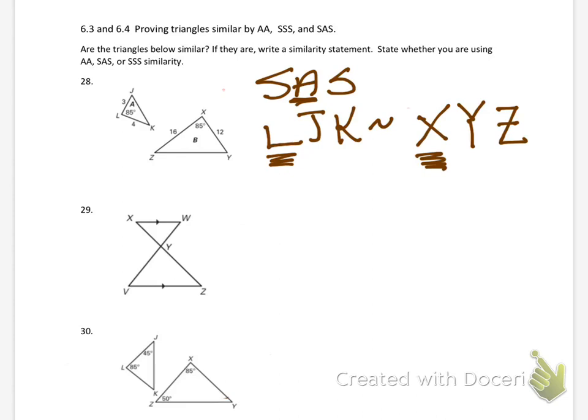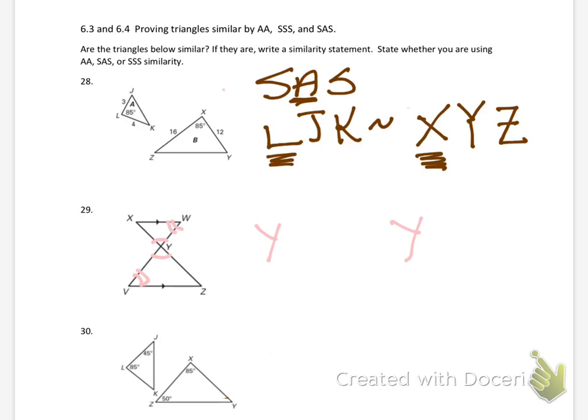Okay, next one. What I had done was angle similarity. And what angles did I find similar? Well, I found the vertical angle similar. And then by doing parallel lines and a transversal, I believe I had this one and this one similar. So let's start writing our similarity statement. Start with the common angle. Y is common to both.